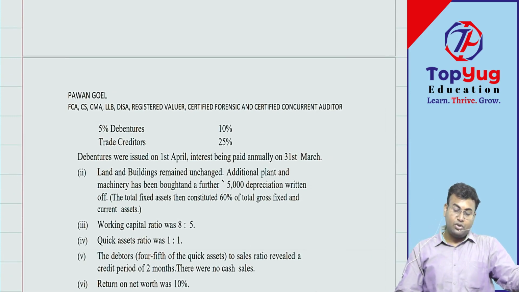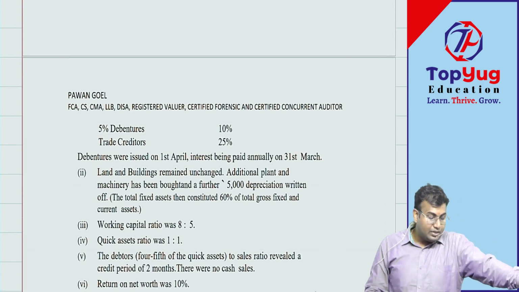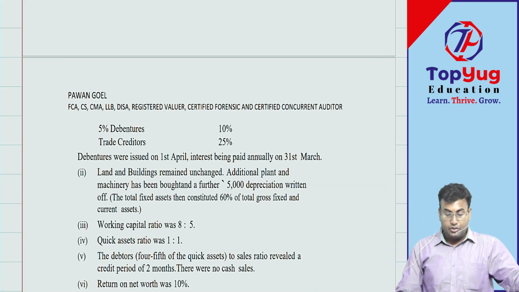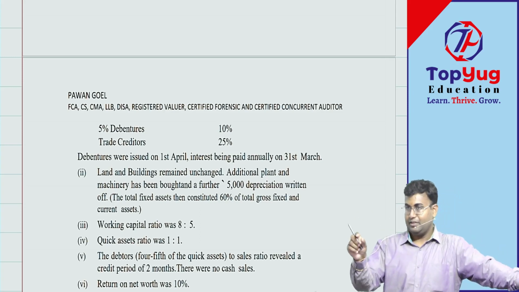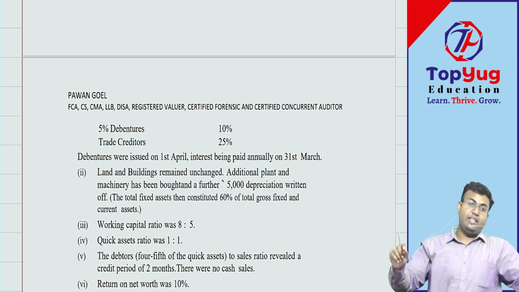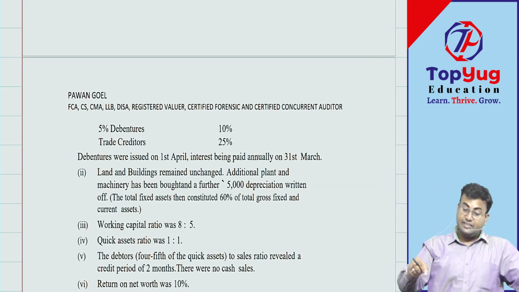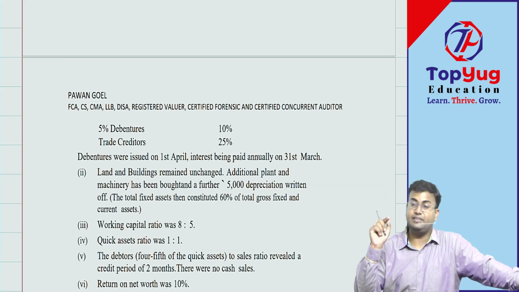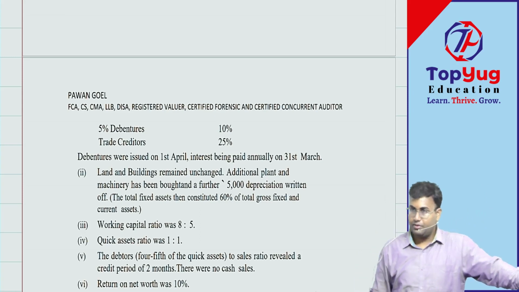Then debentures were issued on 1st April, interest being paid annually on 31st March. Land and building remained unchanged, there was no change in that. Additional plant was purchased and a further 5,000 depreciation was written off. The total fixed assets then constitute 60% of the total gross fixed and current assets. That means suppose the total assets is again 1 lakh, of that the total fixed assets, including land and building and plant and machinery, is 60%, that is 60,000. Are we all good? Okay.